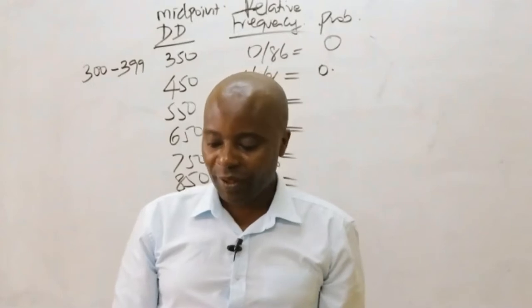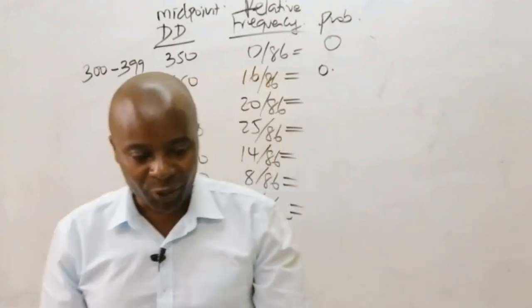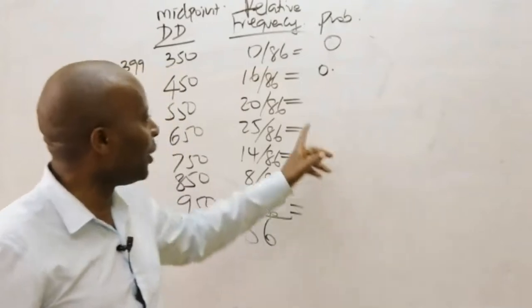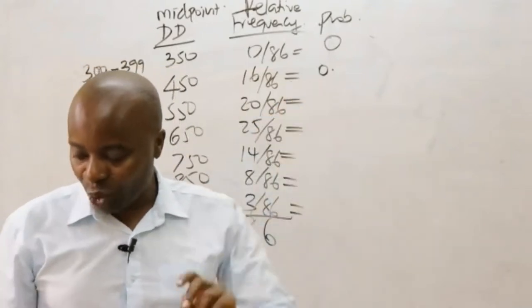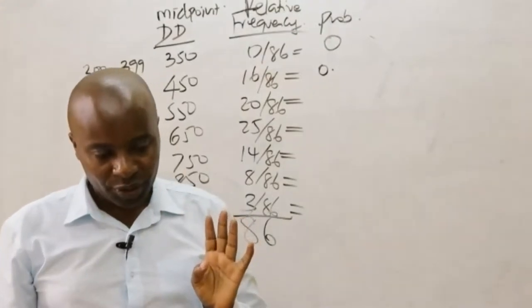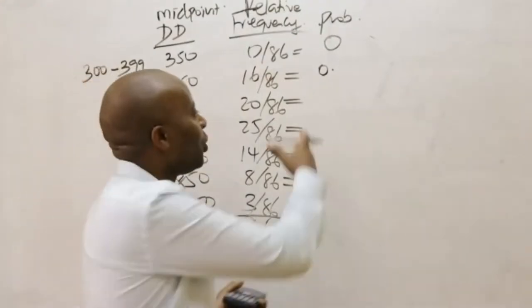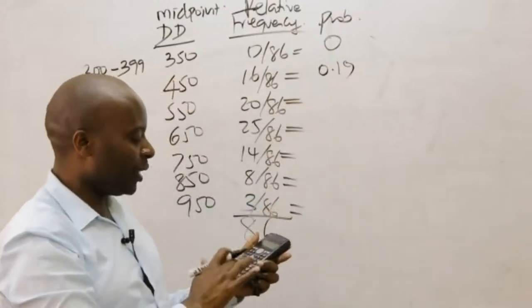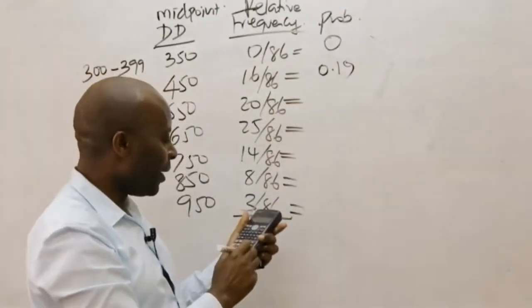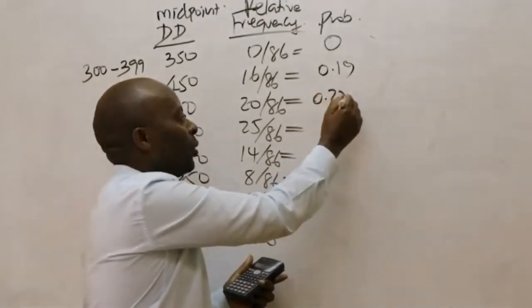So we have here, ladies and gentlemen, if you're able to hear me, please give me this second probability. What do we have there? 2 decimal places. 0.19, thank you very much. So 0.19, from there we have the third one. The third one will be 20 divided by 86, which gives us 0.23.